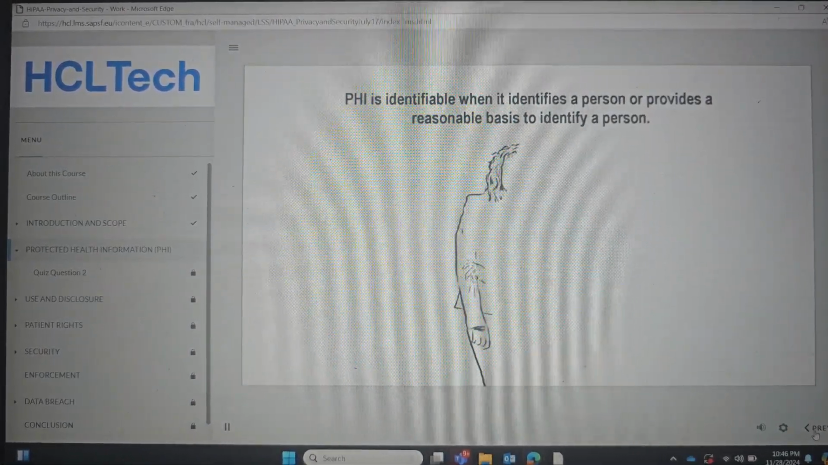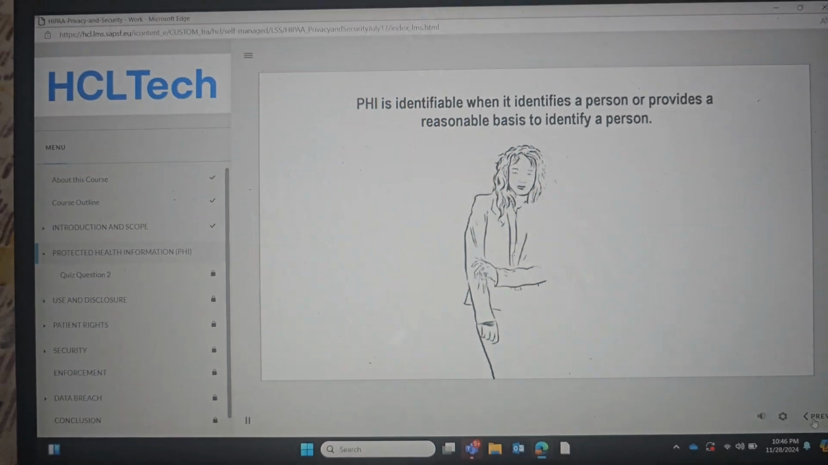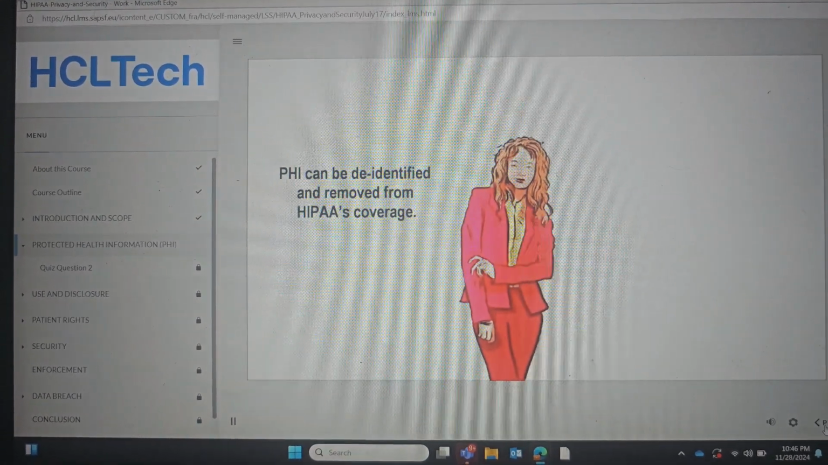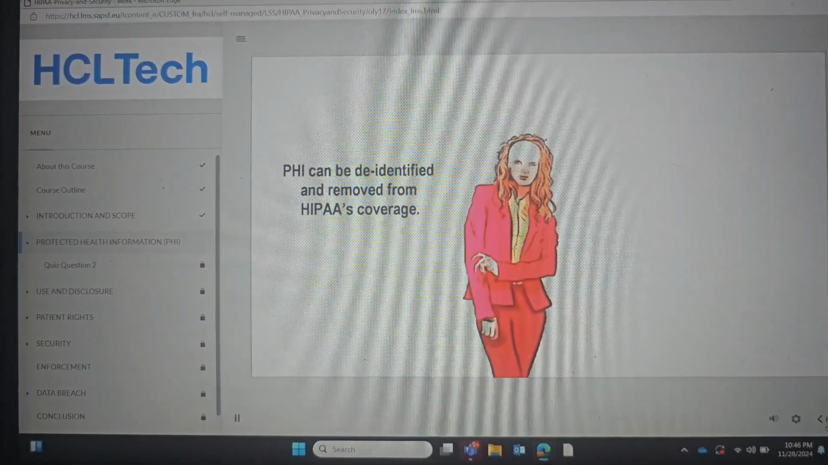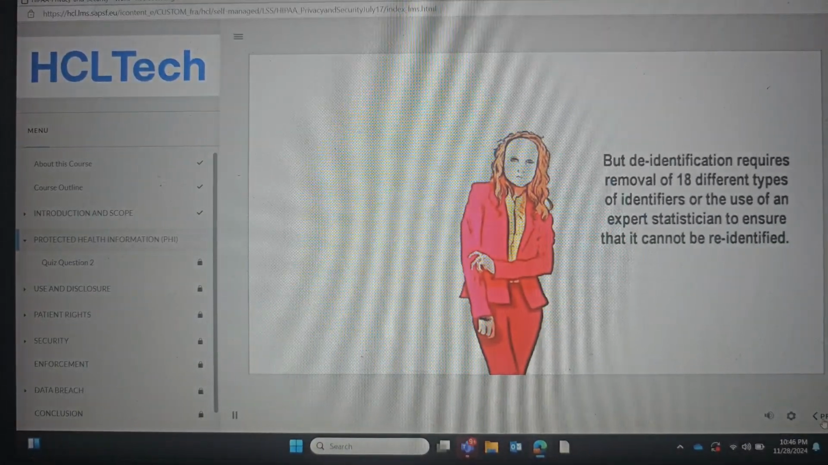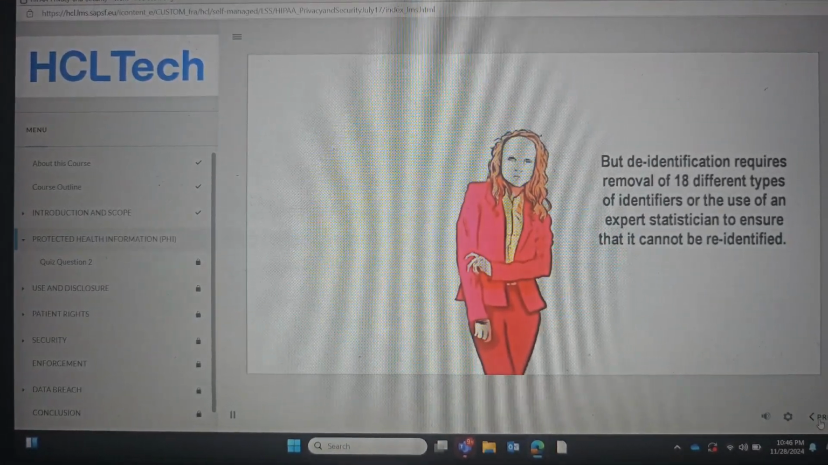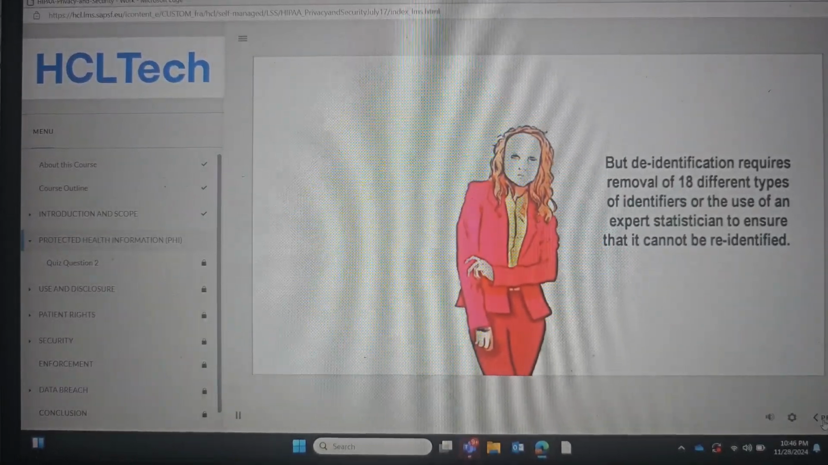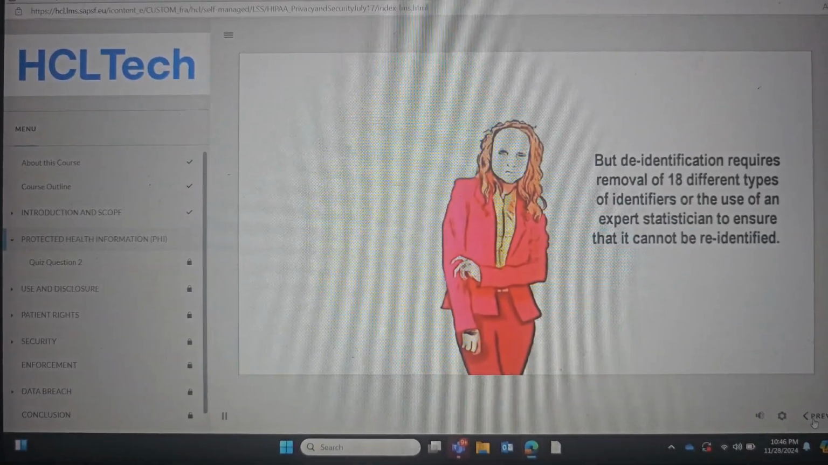PHI is identifiable when it identifies a person or provides a reasonable basis to identify a person. PHI can be de-identified and removed from HIPAA's coverage. But de-identification requires removal of 18 different types of identifiers or the use of an expert statistician to ensure that it cannot be re-identified.